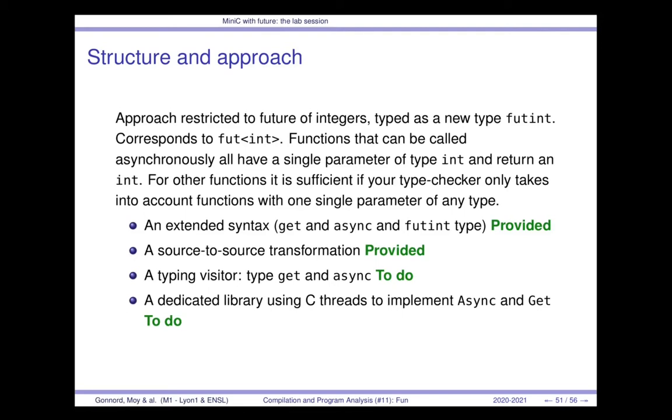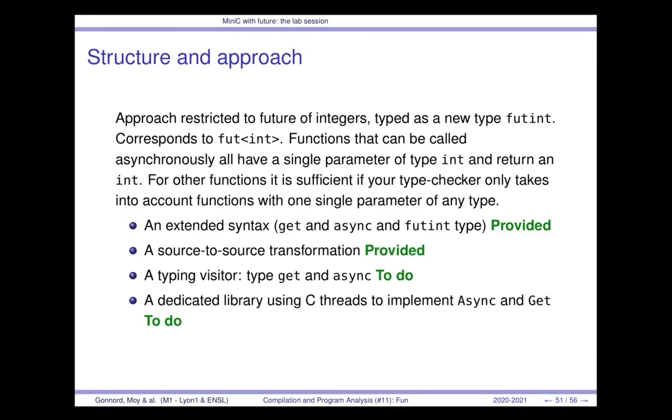The second step is to transform your mini C into C. This is a source-to-source transformation that takes a mini C plus future program and produces C without futures but with calls to a dedicated library. The third thing you want to do is a typing visitor that is able to type get and async. This is not provided, so you will have to provide a typing visitor for get and async. Of course, more details on what exactly you have to do will be given to you at the beginning of the lab, but these are the main directions.